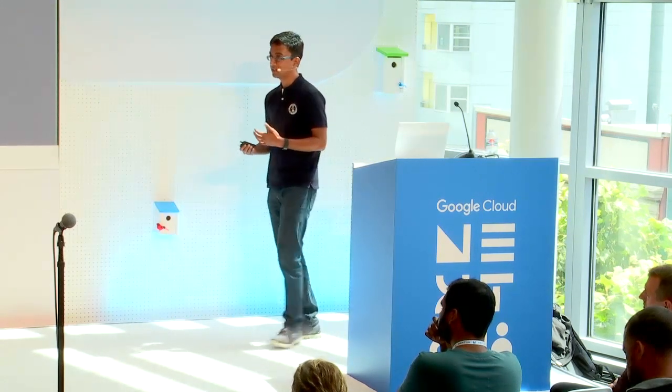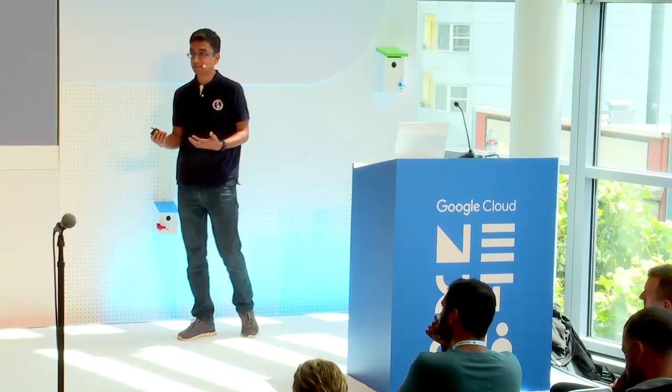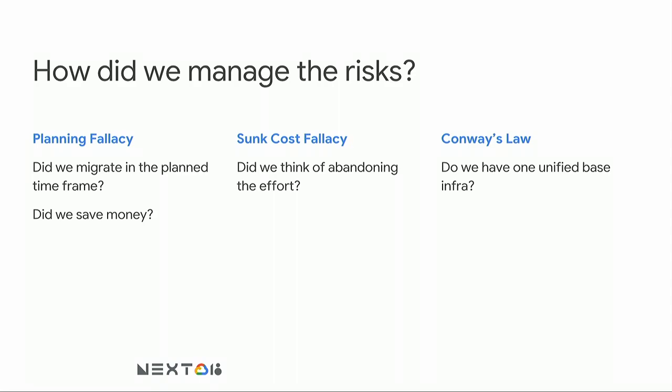There is also one more way to think about all these things, which is that there are plenty of risks along the way. So how do we think we did with the risks? Starting with planning fallacy. Planning fallacy is when you're making a plan, you're super optimistic. I'll do this in like 3 months, but you overshoot it, right? And we did fall for this.